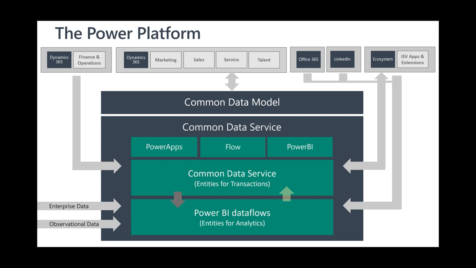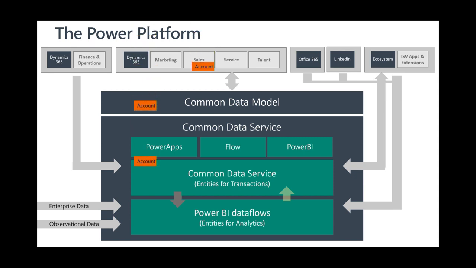So going under the hood a little bit from the pretty picture, just separating it out a little bit so you can get a feel for what you're getting with the Power Platform. So at the top, we have all the applications, including the ISV app layer, which is up here, where you can build your extensions. And then you have the Common Data Model and the Common Data Service.